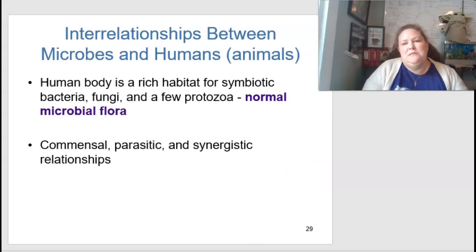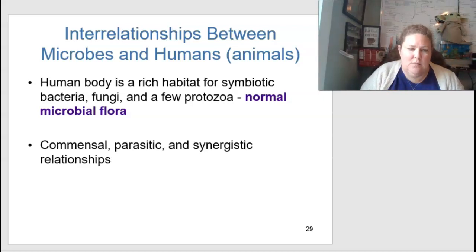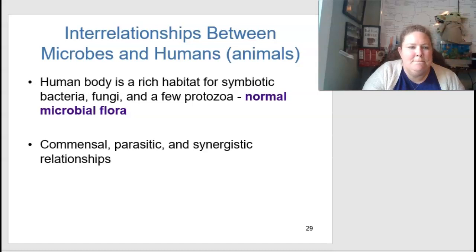So what are the relationships then between us? We are human, last time I checked. The human body is a rich habitat for symbiotic bacteria, fungi, and protozoa. And this would be your normal microbes on your skin, in your body, etc. Then you have commensal, parasitic, and synergistic relationships between the different microbes that are growing.